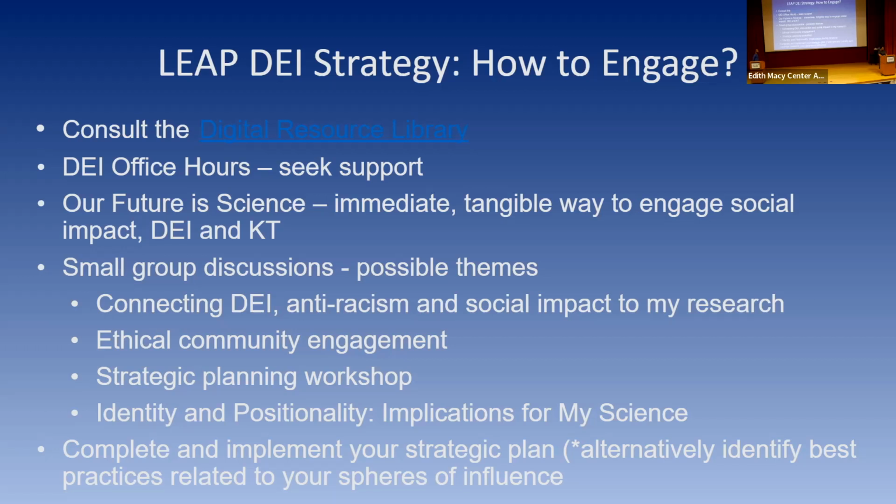Some of the themes that I'm thinking about related to small group discussions are ways in which you can connect DEI and anti-racism and social impact to your research, ethical community engagement, further development around your strategic planning, and thinking about your identity and positionality as it relates to your science. So who you are and how you think about yourself as a person, but also how you walk through the world, your positionality, and how that has implications for the work that you do. And then also further support to help you complete and implement your strategic plan.